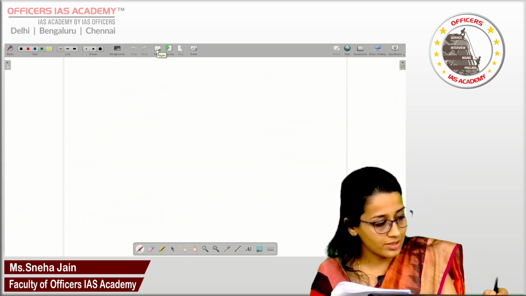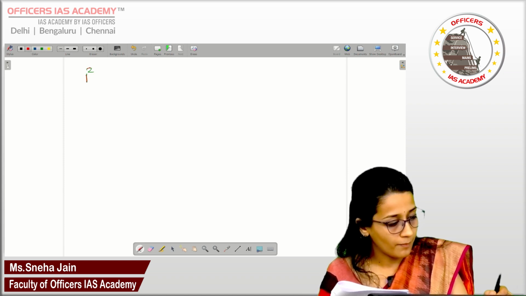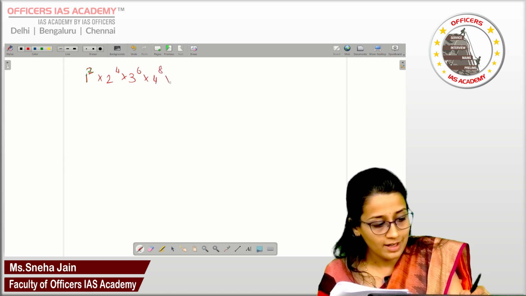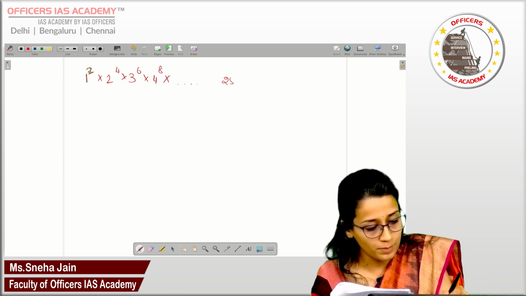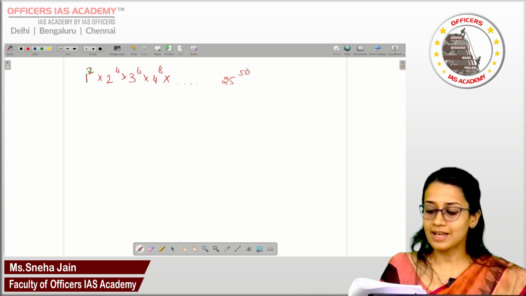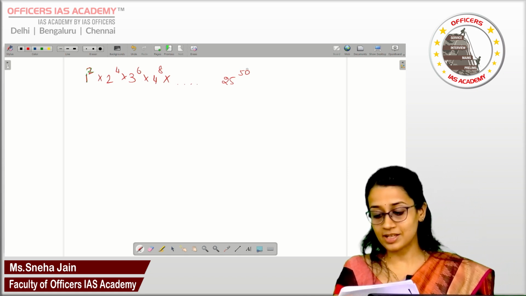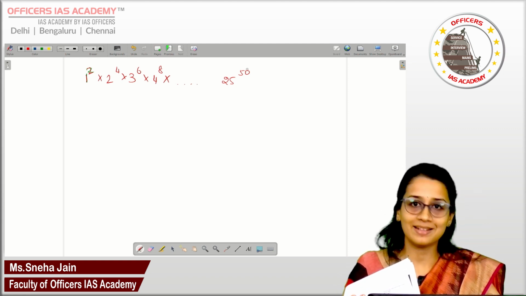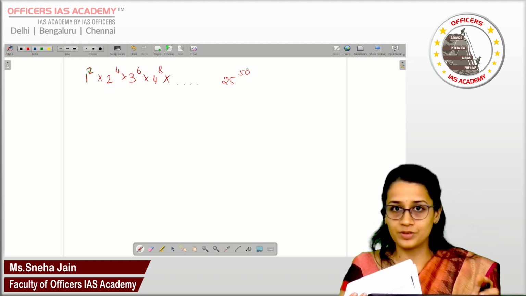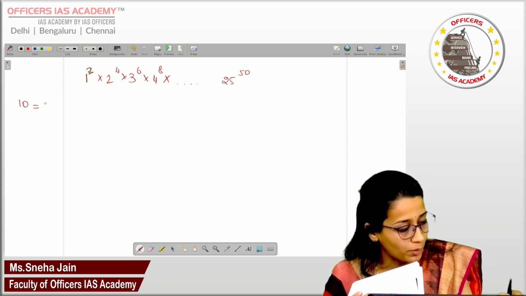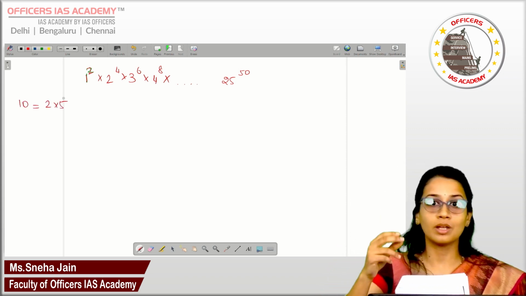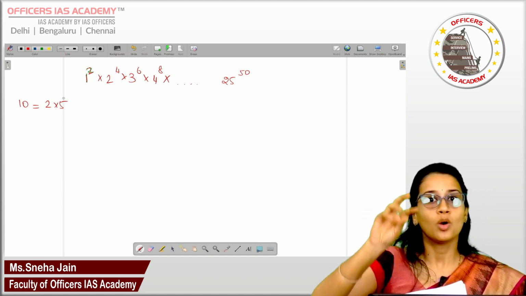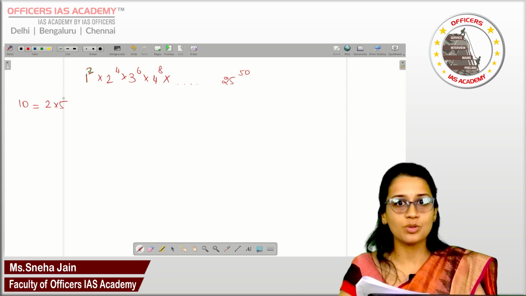So we have this expression 1 power 2 into 2 power 4 into 3 power 6 into 4 power 8 into, and it goes on up to 25 to the power 50. See, I've always told, whenever the question is asking you the number of zeros, that means the number of tens in this expression is the result of the number of zeros. To obtain any 10, you require 2 and 5. Correct? So the maximum number of 2s and 5s in this expression will be the result of the number of zeros in this expression.